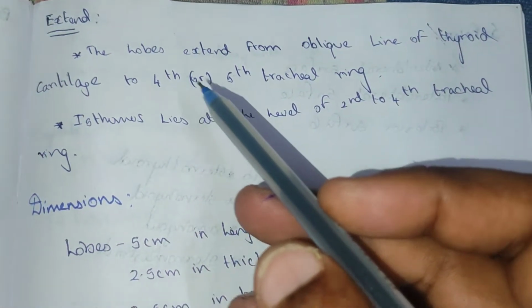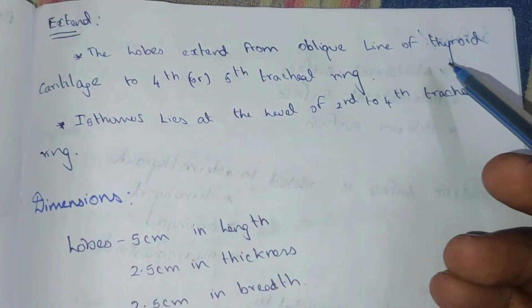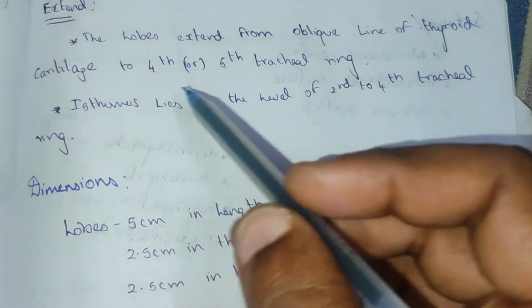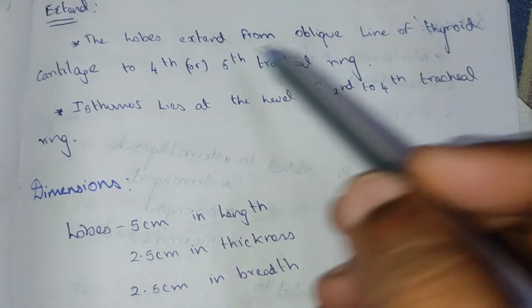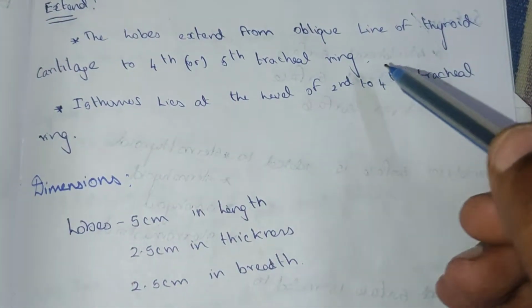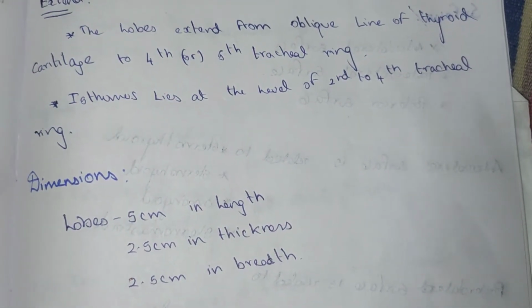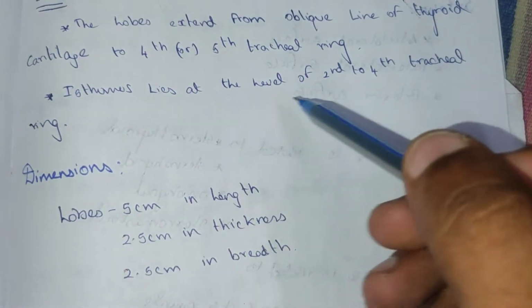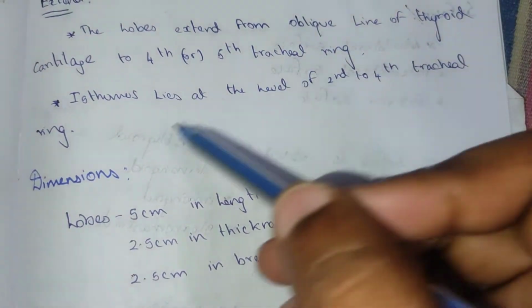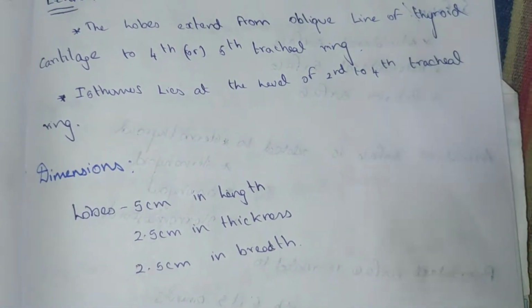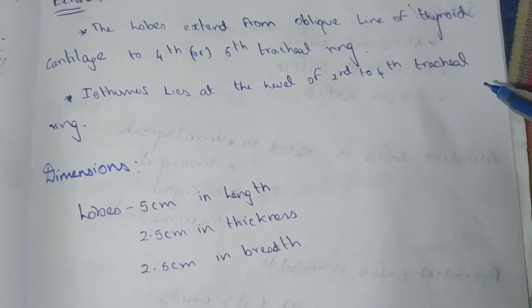The extension. The lobes extend from the oblique line of the thyroid cartilage to the 4th and 5th tracheal ring. The isthmus lies in front of the 2nd and 4th tracheal ring.